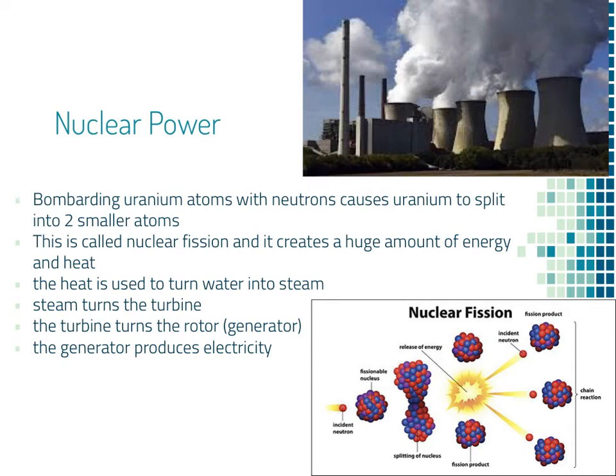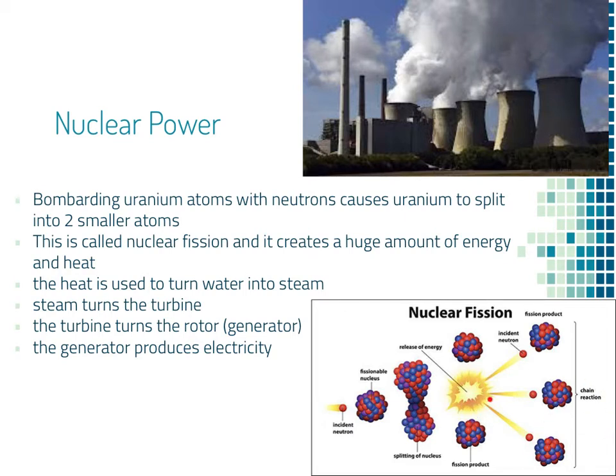Nuclear power. Nuclear power comes from nuclear fission. Bombarding uranium atoms with neutrons causes uranium to split into two smaller atoms. So a neutron comes and uranium splits into two new atoms. When it splits, it releases energy. It also releases more neutrons that can hit other products, which then break down again, releasing more energy, and it just creates a chain reaction.